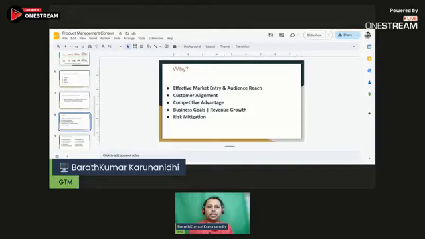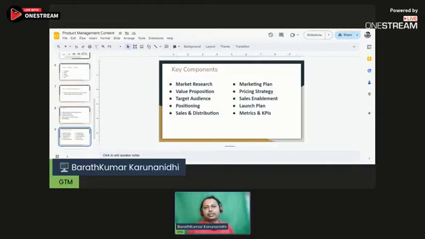So to reiterate, first is effective market entry and audience reach. So how much audience you are able to reach during that market entry for the initial product launch itself. That will give you momentum and traction in the market to move forward. That is first, second is customer alignment, third is competitive advantage, and fourth is business goals or the revenue growth that comes based on the sales happening in the market, and then risk mitigation is the final one. So next we are talking about what the key components are.